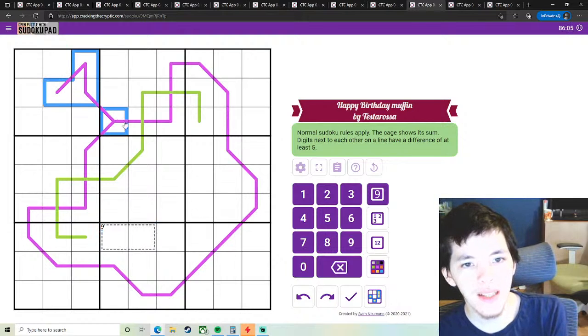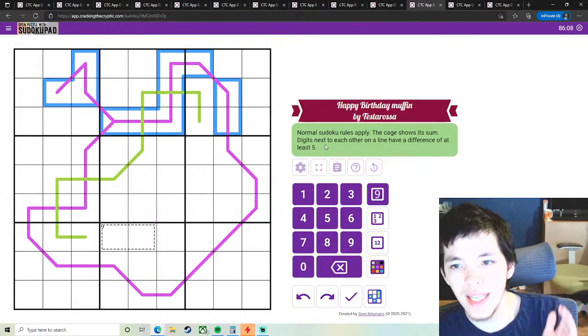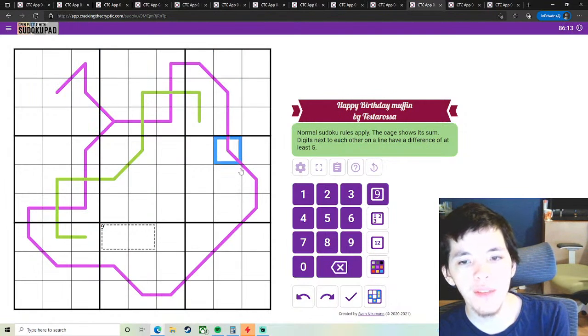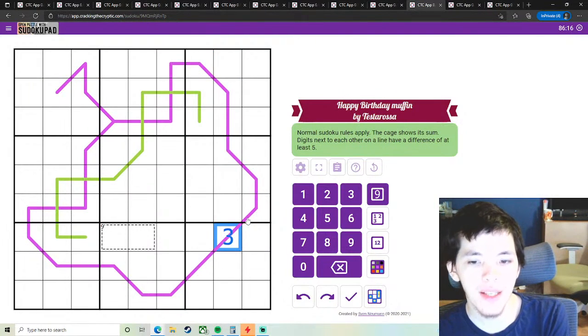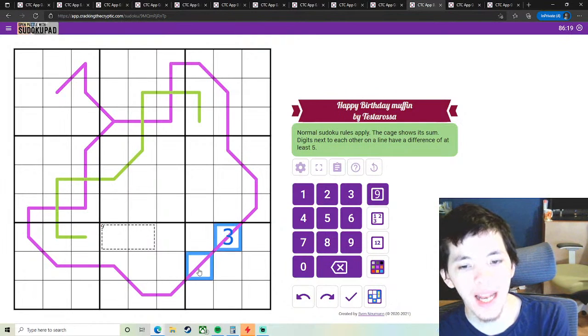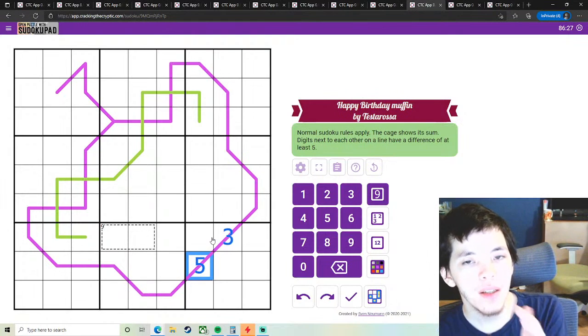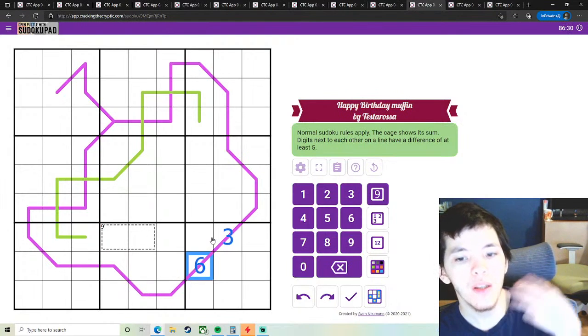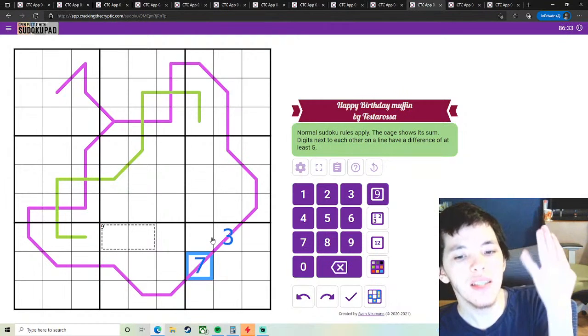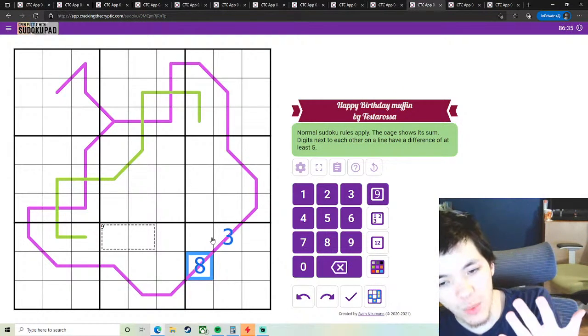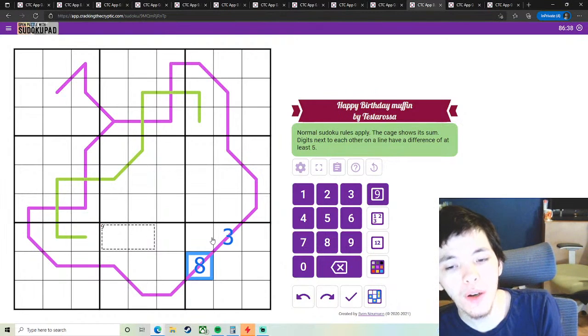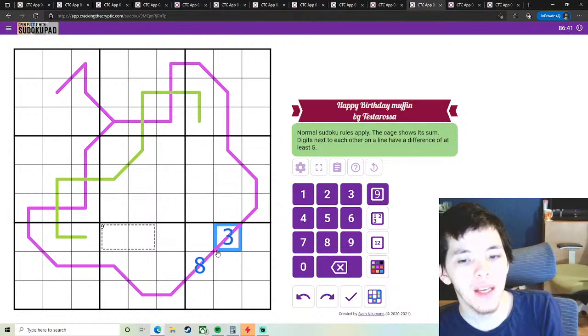So what are these lines, if any of you are curious? Digits next to each other on a line have a difference of at least 5. So that means if I put a 3 on this line right here, this digit right next to it has to be at least 5 away from it. So I can't put a 4 because those are 1 away. The difference between 5 and 3 is 2. The difference between 6 and 3 is 3. The difference between 7 and 3 is 4. The difference between 8 and 3 is 5. So I could put an 8 right next to a 3 because they are at least 5 apart mathematically.